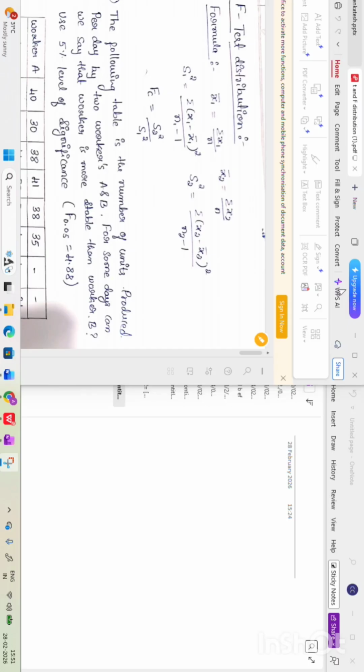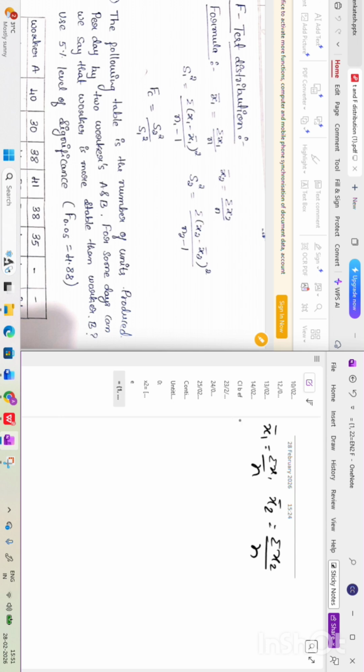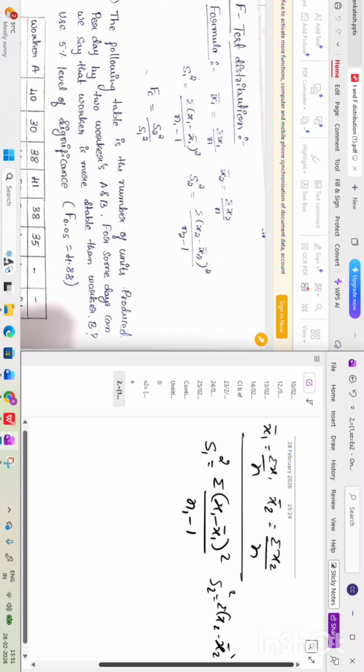F test distribution. See the formula: x1 bar. We have to find out the mean of the F test distribution. x1 bar is summation x1 divided by n, and x2 bar is summation x2 divided by n. Why do we need these two? Because we have to find s1 square, which is summation of (x1 minus x1 bar) whole square divided by n1 minus 1, and s2 square is summation of (x2 minus x2 bar) whole square divided by n2 minus 1.